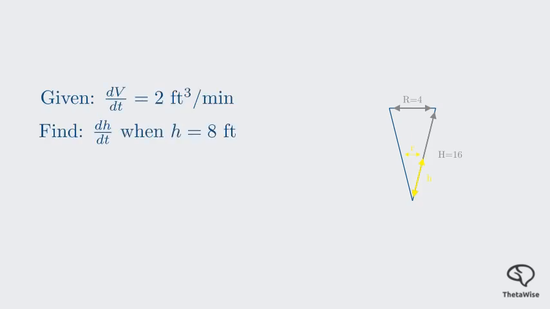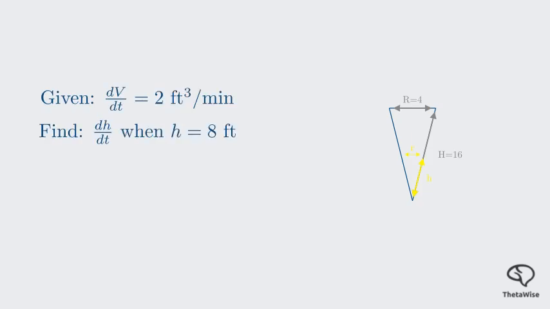First, as always, let's draw the diagram. Here's our tank. We'll let r be the radius of the water's surface and h be the water's height. Both r and h are functions of time. Let V be the volume of the water. We are given that dV/dt, the rate of change of volume, is 2 cubic feet per minute. We want to find dh/dt, the rate of change of height, when the height h is 8 feet. Let's summarize the given information in the language of derivatives.